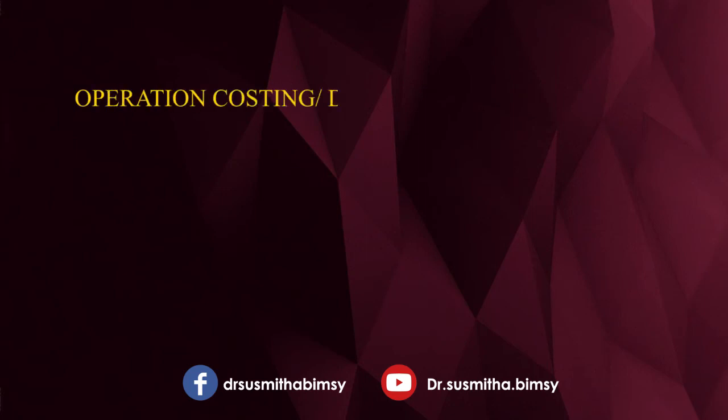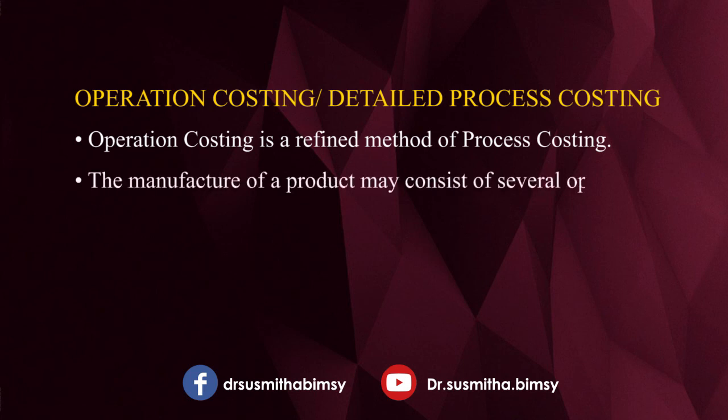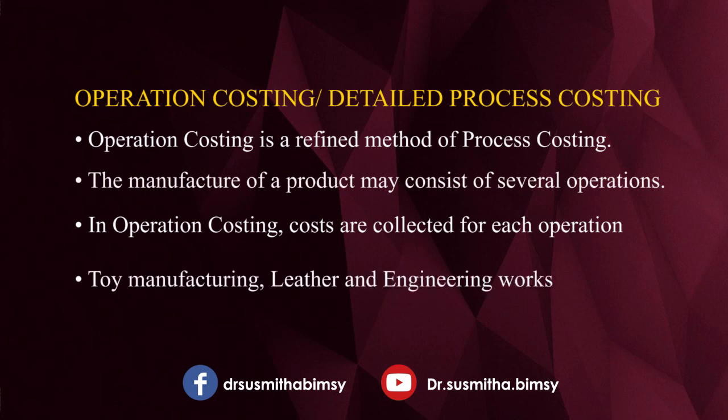Next method is operation costing. It's also called detailed process costing. Operation costing is a refined method of process costing. In process costing, each process or stage of production is costed separately. Actually, the manufacture of a product consists of several operations. That is, the manufacturing process is subdivided into a number of parts and each is known as an operation. So, in operation costing, costs are collected for each operation instead of each process or stage of manufacture. Applicability of operation costing is in toy manufacturing, leather and engineering works, etc.